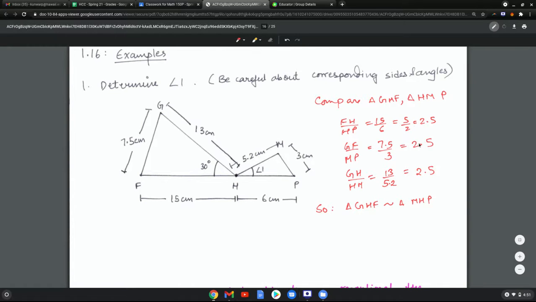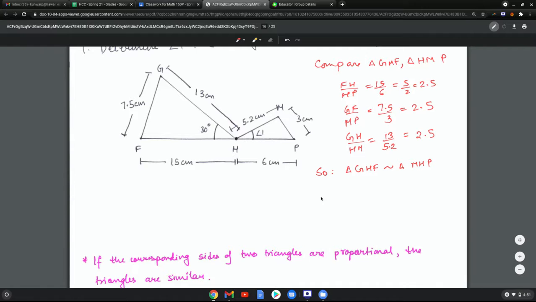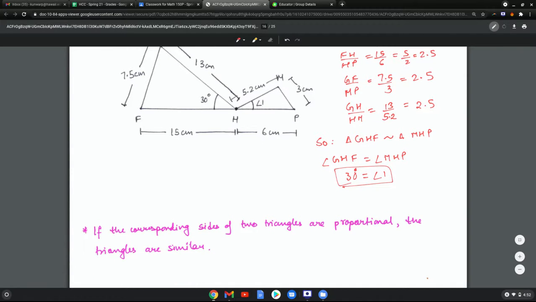Why? Because the ratios of the sides are proportional, which means angle GHF equals angle MHP, corresponding. But this is 30 degrees and this is 1. So angle 1 is 30 degrees. The conclusion we can draw is that if the corresponding sides of two triangles are proportional, the triangles are similar.